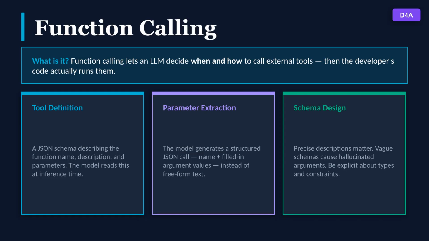Function calling lets an LLM decide when and how to call external tools. Here's how it works. You define a tool as a JSON schema, name, description, and parameters. The model reads that schema at inference time. When it decides to use the tool, it outputs a structured JSON call instead of free text. Your code runs the actual function. The model never executes anything itself. Schema design matters a lot. Vague descriptions cause hallucinated arguments. Be explicit about types and constraints.